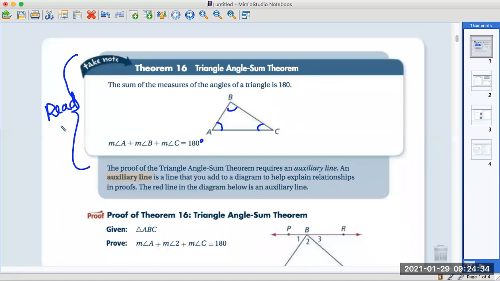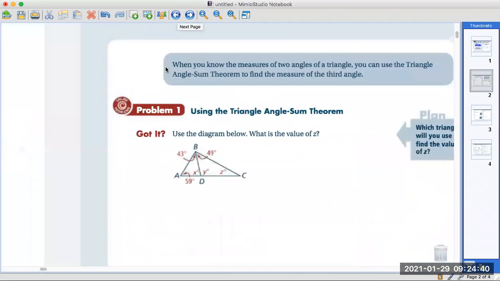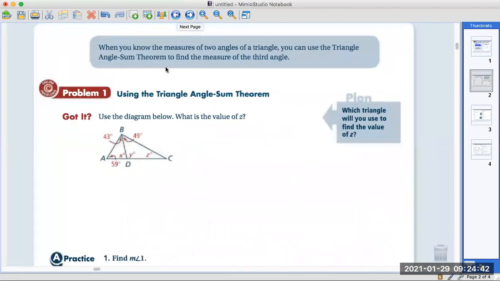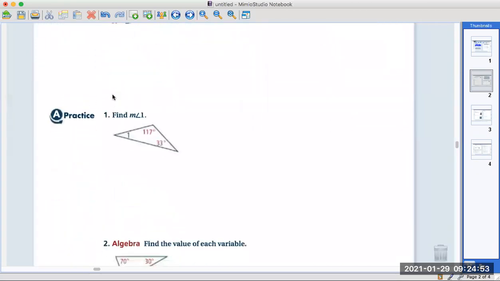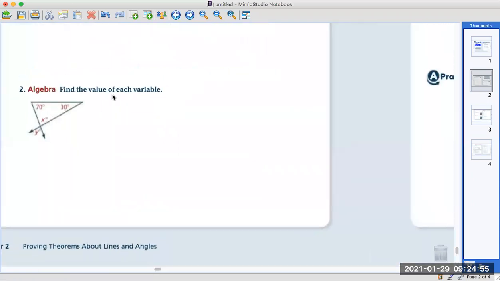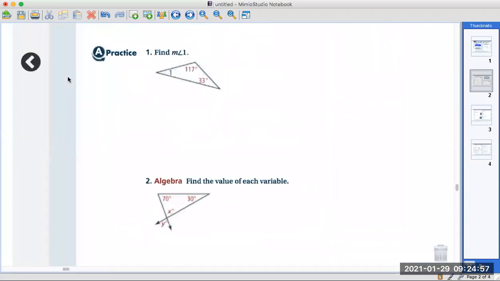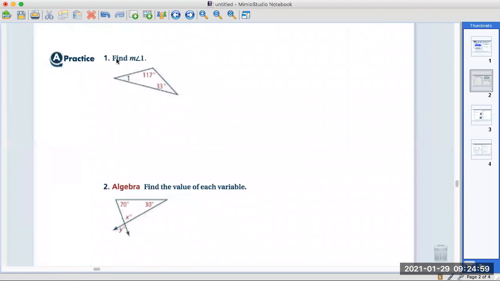Skip to the next page. And I think we're going to do, okay, I'm going to start with practice 1 first. So we're skipping this one. We're starting here, practice 1, which is on page 100. And it says find the measure, lowercase m means measure, of angle 1.